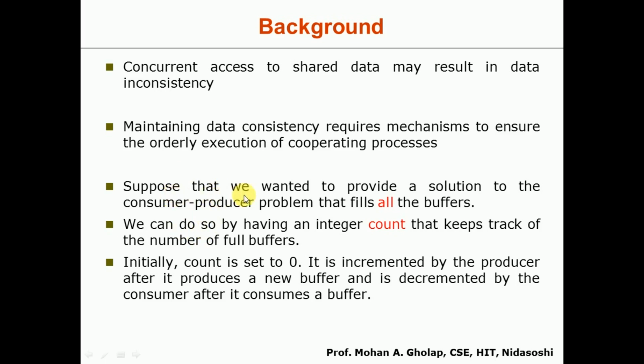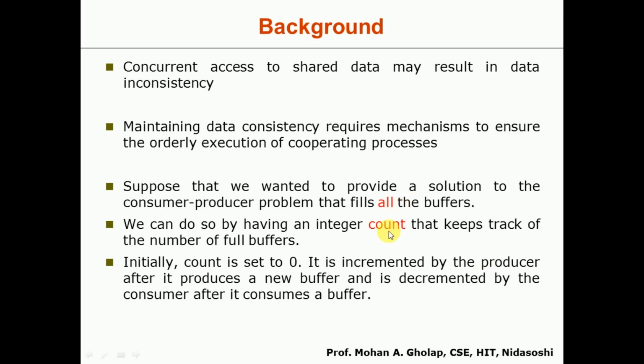Suppose that we wanted to provide a solution to the consumer-producer problem that fills all the buffers. What is to be done to provide a solution for this problem? We can do so by having an integer count that keeps track of the number of full buffers. One option is to use an integer variable count, and the value of this count will be incremented each time a buffer gets full. This is for the producer, because the producer generates the data and puts it into the buffer. Whenever one buffer gets full, you can increment the value of the variable count.